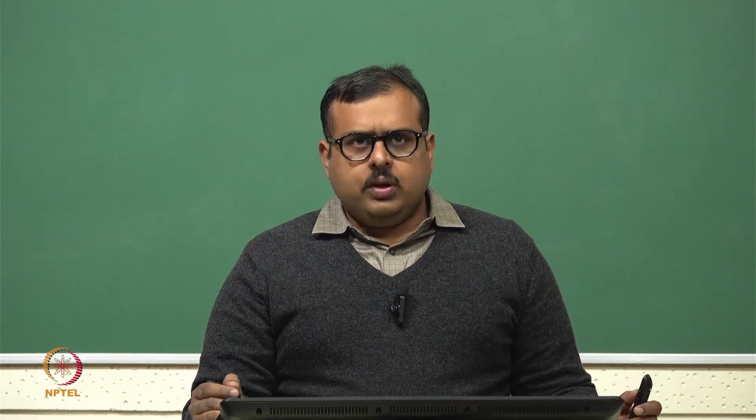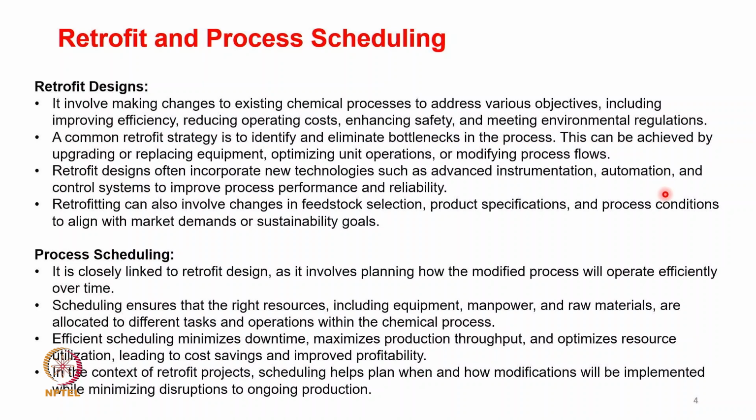Retrofitting could involve redesign itself, or incorporating new technologies in instrumentation and automation, or something else as well. Retrofitting is also connected to process changes. For instance, it may include changes in the feedstock selection, process specification, or process conditions to align with the demands or sustainability goals.